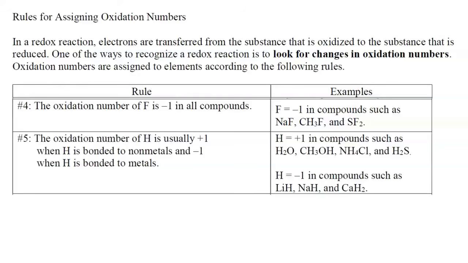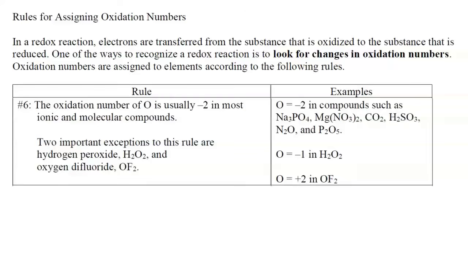Number 5, the oxidation number of hydrogen is usually +1 when hydrogen is bonded to nonmetals. Here are examples: H2O, CH3OH, NH4Cl, H2S. Hydrogen carries an oxidation number of +1 in those compounds because it's bonded to nonmetals. But hydrogen is -1 when bonded to metals. Examples are lithium hydride, LiH, NaH, CaH2. Hydrogen carries an oxidation number of -1 in these compounds because it's bonded to a metal.